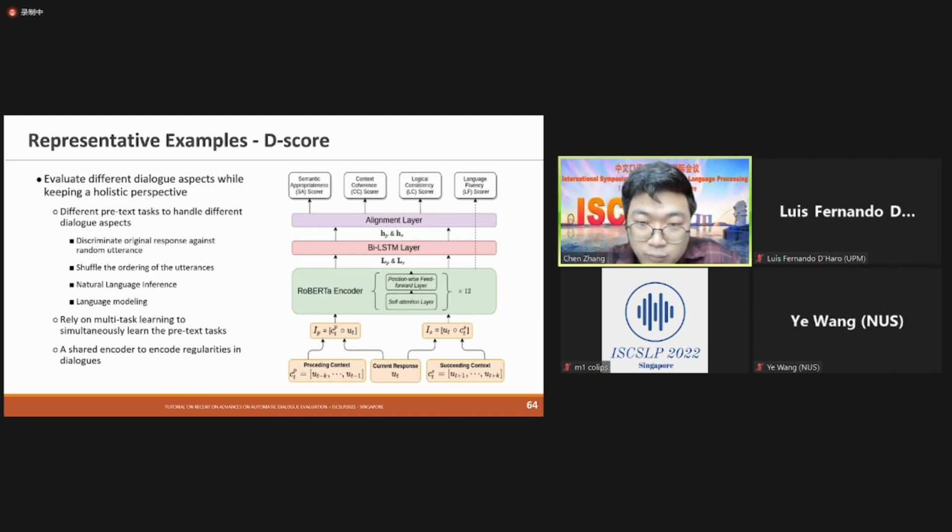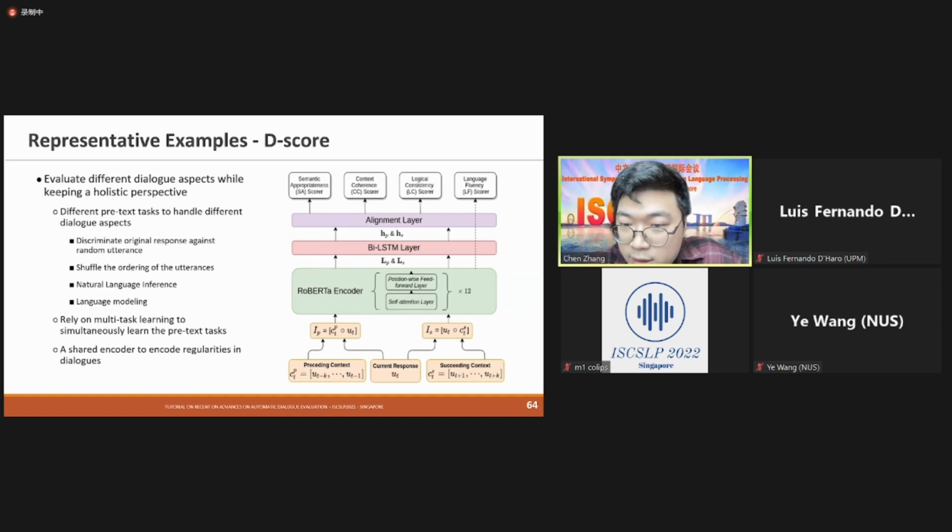Then after that, with these 4 pretext tasks, we try to rely on multitask learning to simultaneously train a model that learns all these pretext tasks. The input to the model is just a sequence of utterances, and we use the RoBERTa encoder to encode all the utterances. So for example, this preceding utterance context and the current response go through this encoder, so it's like one sequence of embedding vectors.